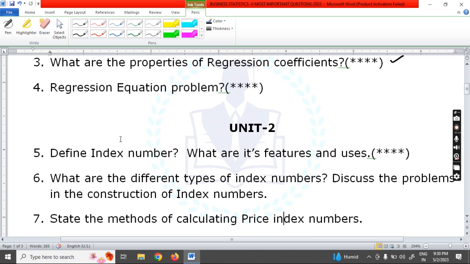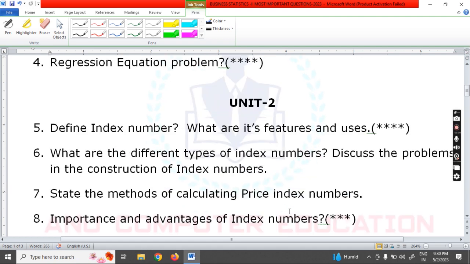Next, state the methods of calculating price index numbers. This will already be covered in question number 6. Here only price index numbers, a total of 7 formulas: Laspeyres, Paasche, Marshall-Edgeworth, Drobisch, Fisher's, Kelley's, Walsh. You have to learn all the formulas. There are 3 types of index numbers: price index numbers, quantity index numbers, and value index numbers. We have to write all the methods: the aggregative method, weighted and unweighted. You have to explain all of them. Next is the importance and advantages of index numbers. These are very important questions.